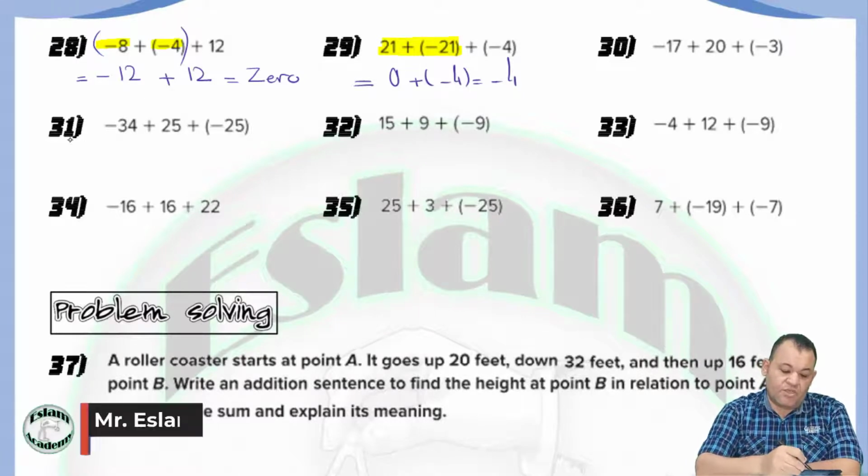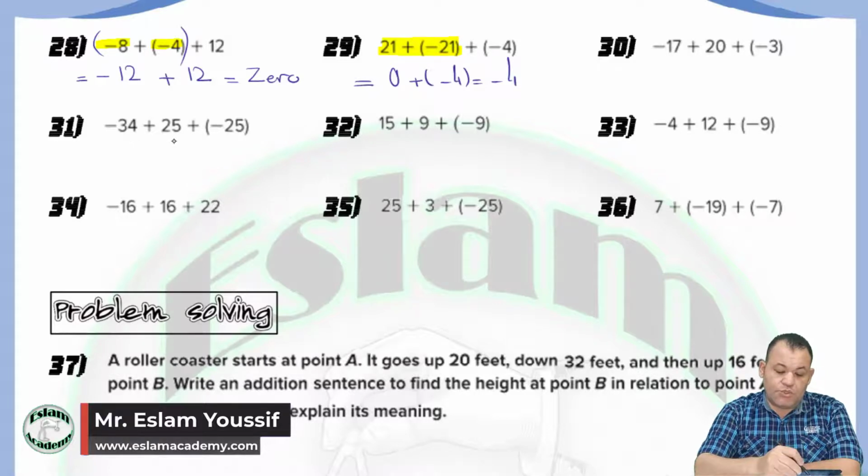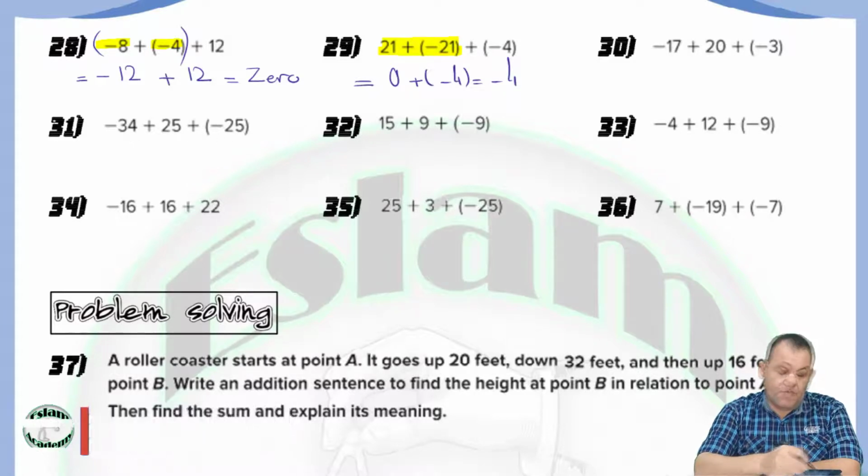We have here question number 31. We have negative 34 plus 25 plus negative 25. If you look, you will find that we have 25 and negative 25. They are opposite numbers. Because we have opposite numbers, I will start by writing negative 34 plus 25 and negative 25, because they are opposite numbers, so the answer will be equal to 0. Any number plus 0 will be the same number, negative 34.